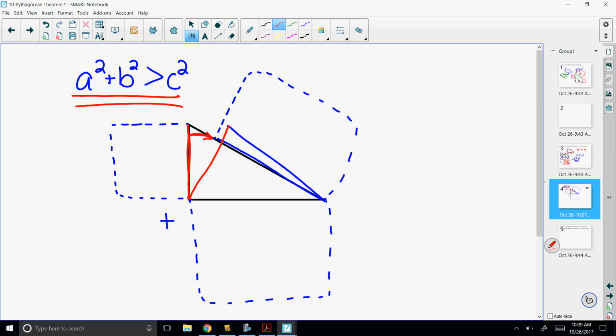If it's right, it's going to be equal to c squared. You can use it to figure out if you have an obtuse or an acute triangle. If the sum of the two legs is greater, your hypotenuse has got to be shorter. And in order to create that triangle, I have to drop this in. And when you drop it in, you get an acute triangle. Think about it over here.